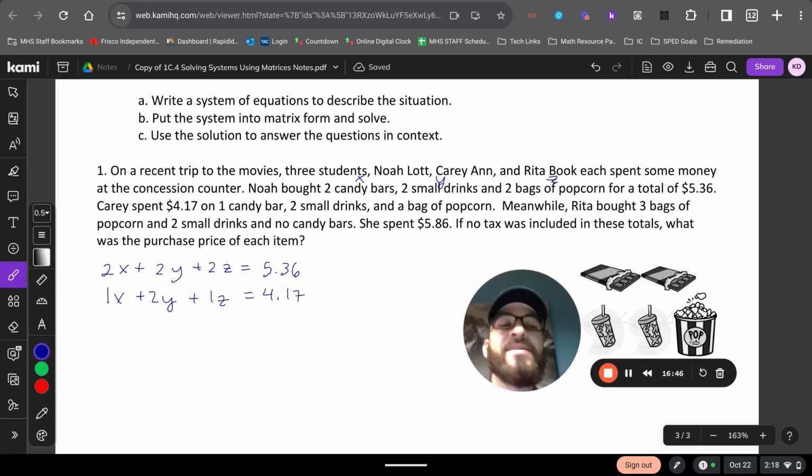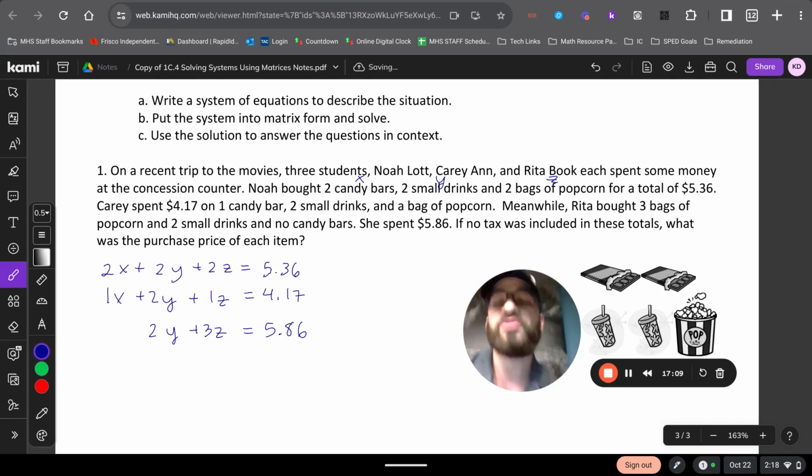And then last but not least, Rita bought 3 bags of popcorn and 2 small drinks. They mixed it up a little bit on us, but small drinks is y, so 2 small drinks. And bags of popcorn is z, so plus 3z. And that cost Rita $5.86.